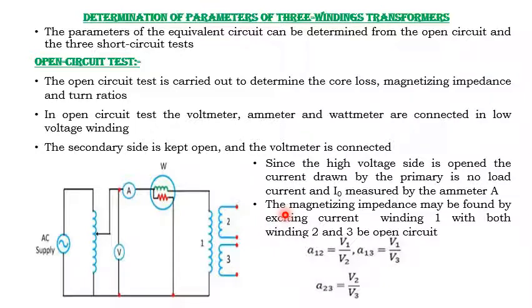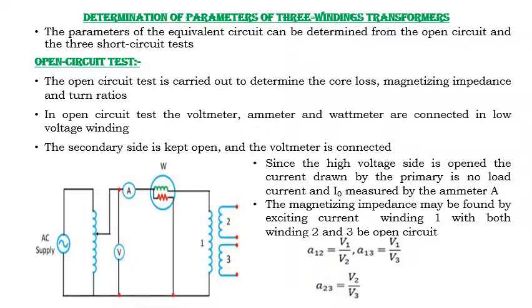Now what about the transformation ratio, that is the turns ratio? For winding 1 to 2, I consider the voltage ratio, that is V1 divided by V2. If you consider winding 1 to 3, this is the voltage ratio V1 divided by V3. Similarly, take these two ratios: V1 by V2 divided by V1 by V3. V1 gets cancelled, so this becomes V2 divided by V3. V2 divided by V3 gives the turns transformation ratio of winding second to third.